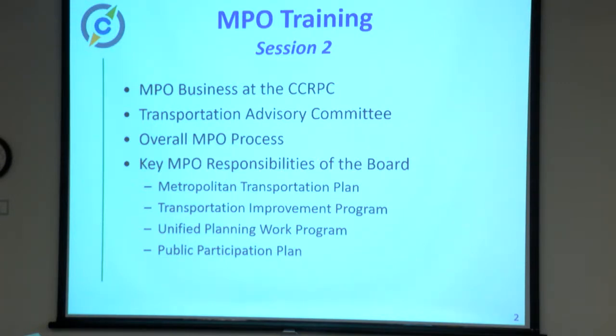the Metropolitan Transportation Plan, our long-range plan, the MTP; the Transportation Improvement Program, our TIP; the Unified Planning Work Program, which is our UPWP, which we have every year; and our public participation plan. So we're going to just focus on those four responsibilities. The MPO has many more responsibilities, but those are the major ones.